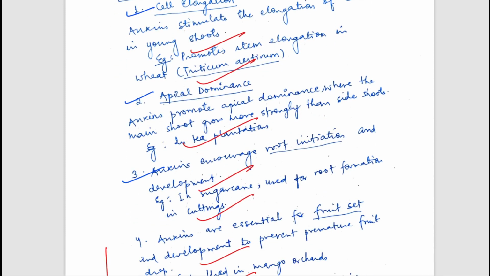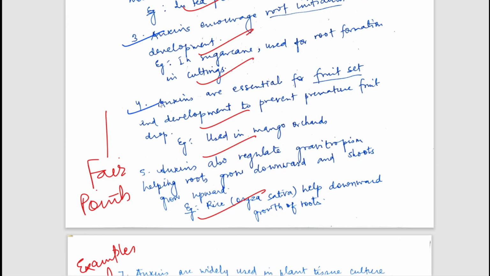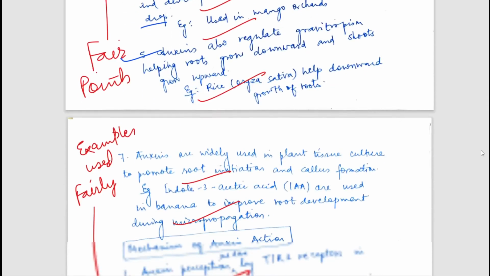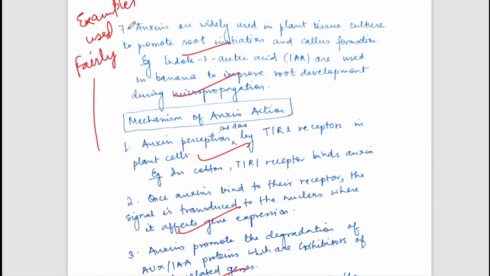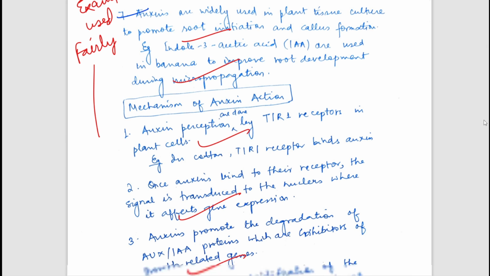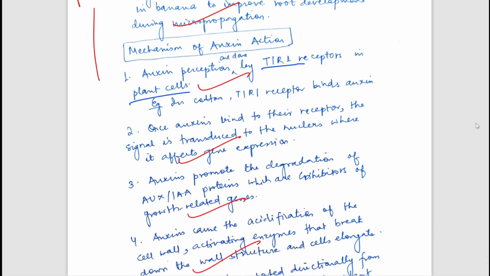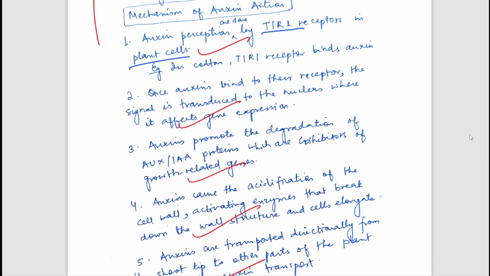Auxins encourage root initiation and development. Auxins are essential for fruit set and development to prevent premature fruit drop. Auxins also regulate gravitropism. So these are some of the good points. Auxins are also used in plant tissue culture. So well written points. Now we will see the mechanism of auxins. Auxin perception is done by TIR1 receptors in plant cells. So well written points have been mentioned about the mechanism. You can simply pause and read it.